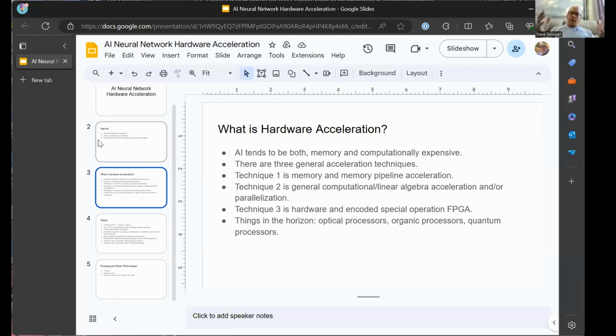I tried to boil it down into three major techniques. The first is memory and memory pipeline acceleration. When you think about LLMs, large language models, the fact that it's large means that it's very difficult to fit into memory. So putting things into memory, taking it out of memory, and then moving it to the compute block, all of those things are very important.